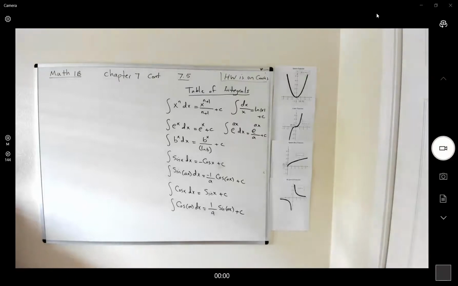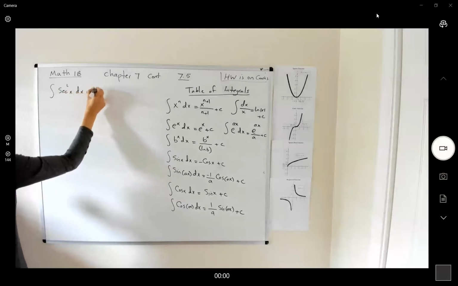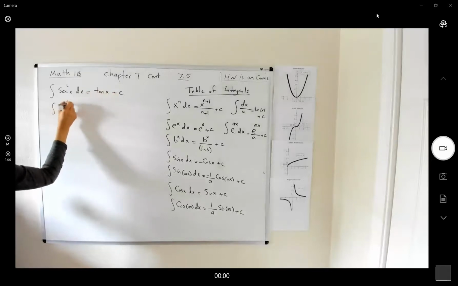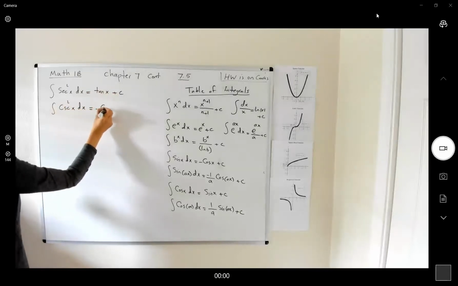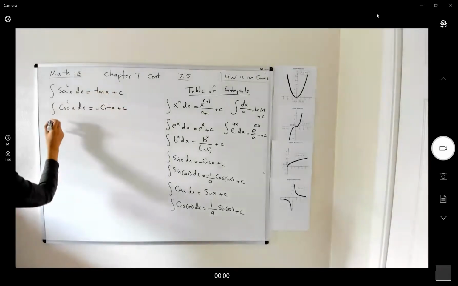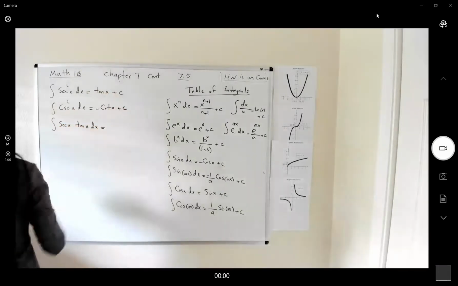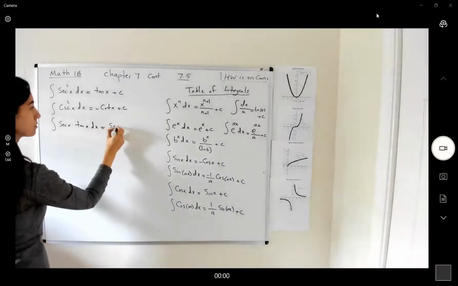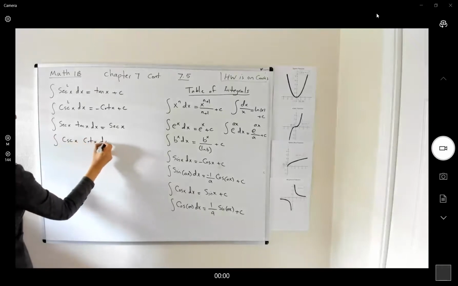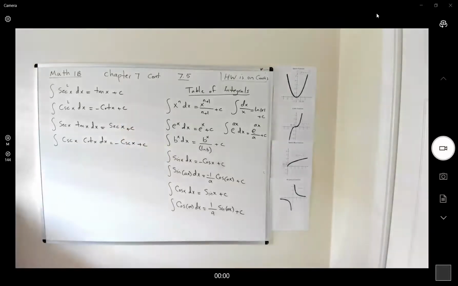Next, the integral of secant squared x dx is tangent, and the integral of cosecant squared x dx is negative cotangent x plus constant of integration. Then you learned about the integral of secant times tangent x dx, which is equal to secant x. The integral of cosecant x cotangent x dx is minus cosecant x plus constant of integration.